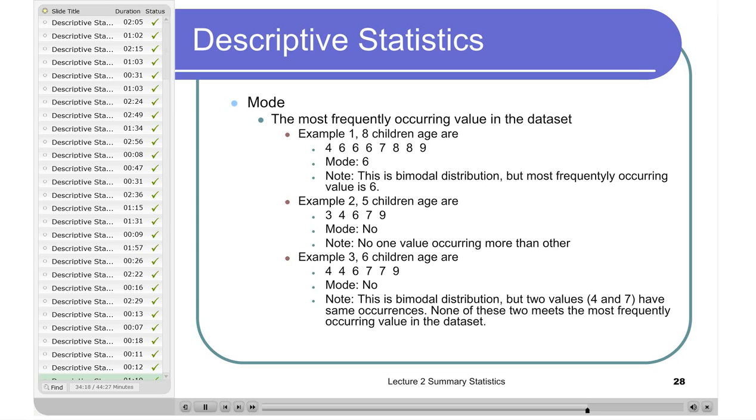In the third example, the data set also does not have a mode because there is not a single number that occurs more frequently than any other number. The number 4 and the number 7 are in a tie for first place, and in this situation, we just say that there is no mode. Again, this is a bimodal distribution because if you graph this distribution, there would be a peak at 4 and there would be a peak at 7.